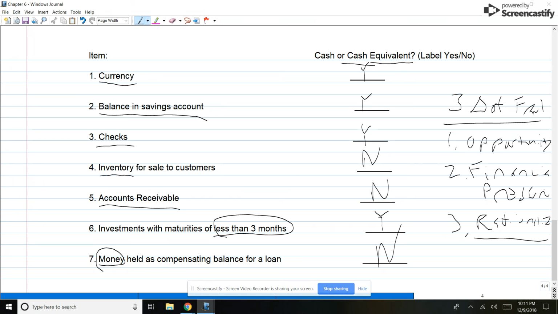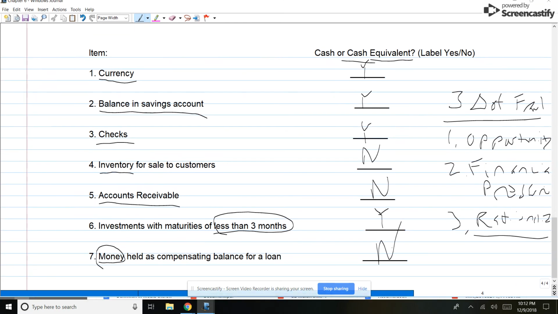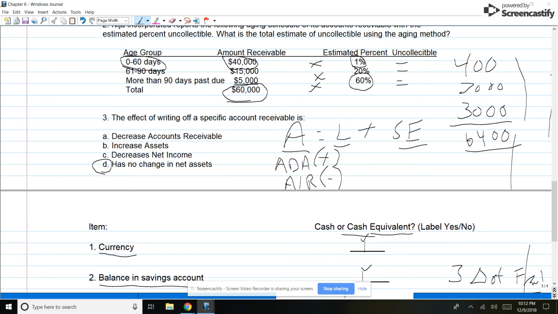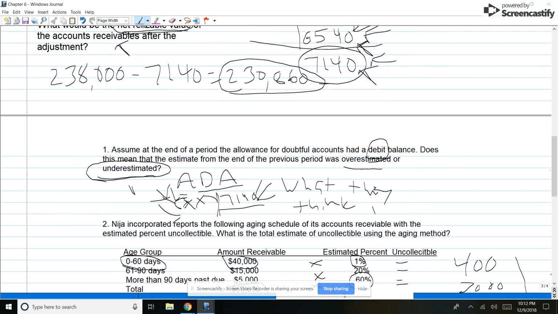Look at your chapter 6 handout, keep that in mind, and you'll understand the problems that we went through. God, I can't drag this thing. You should be good to go. So, yeah.